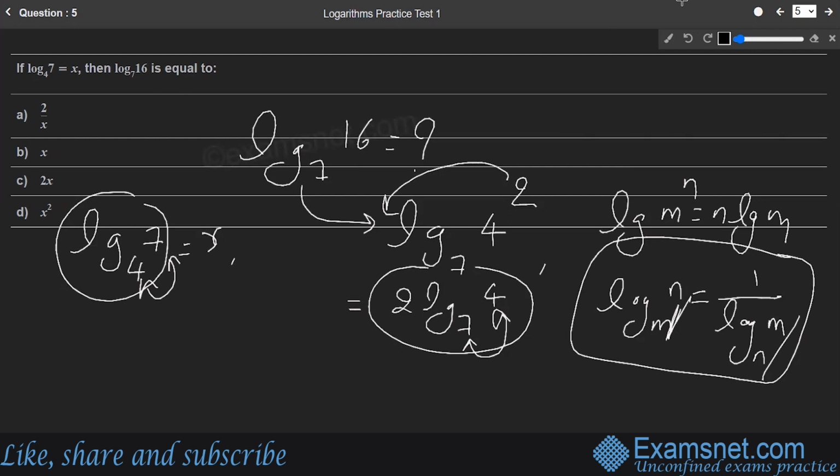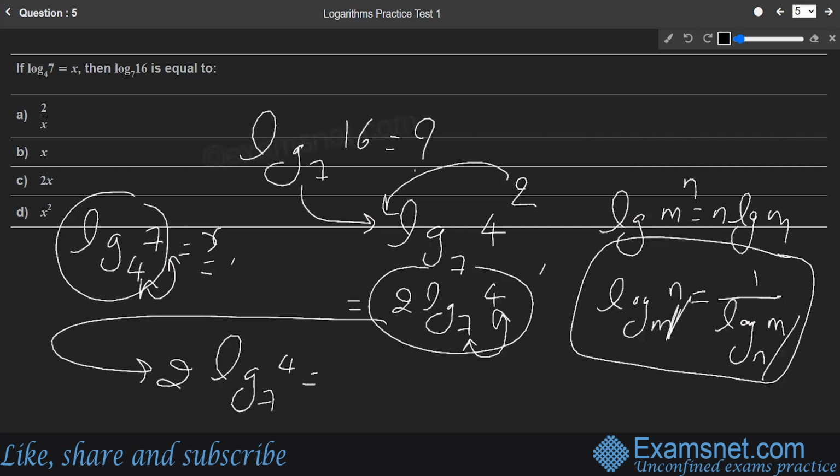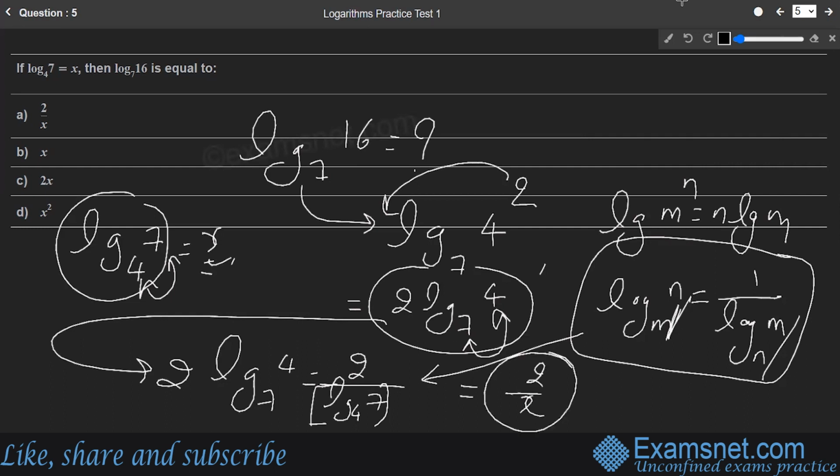So if log base 4 of 7 is equal to x, then let us manipulate this. 2 log base 7 of 4 can be manipulated as 2 over log base 4 of 7. See, the base and number have been interchanged using this property. Log base 4 of 7 we have already got, the value is x, so it becomes 2 by x. The right answer is 2 by x, available in option A.